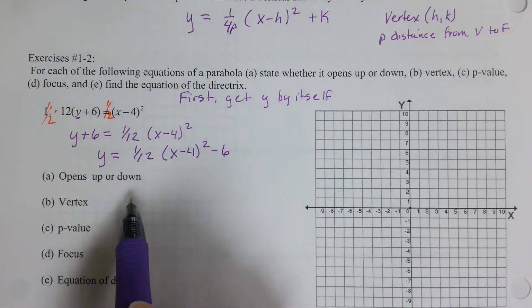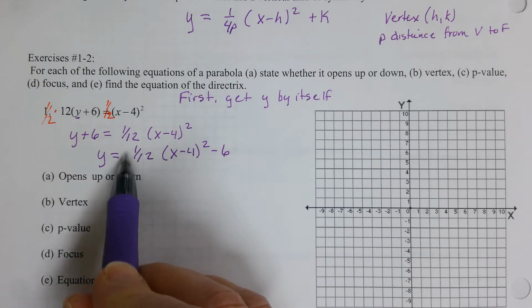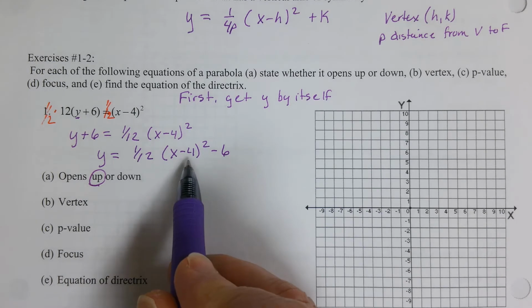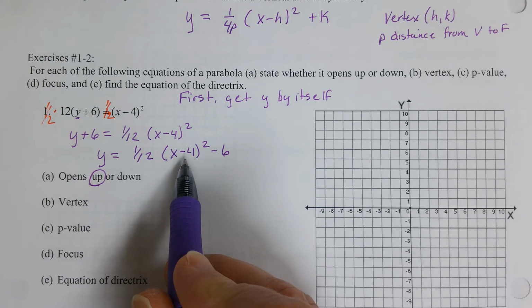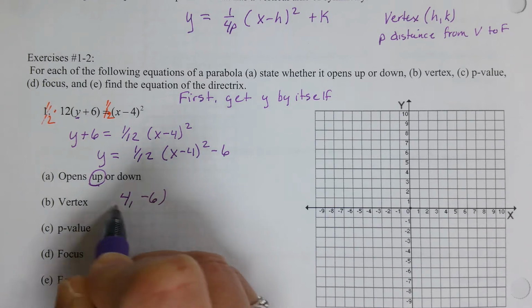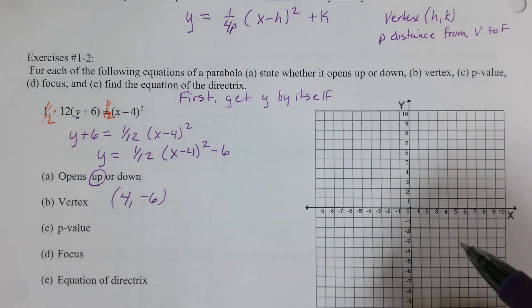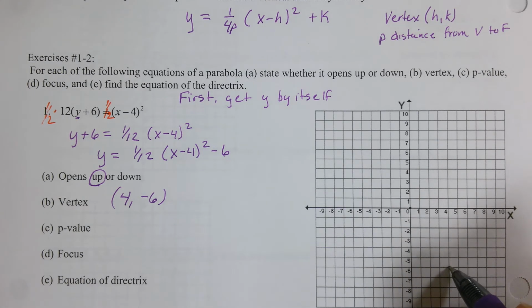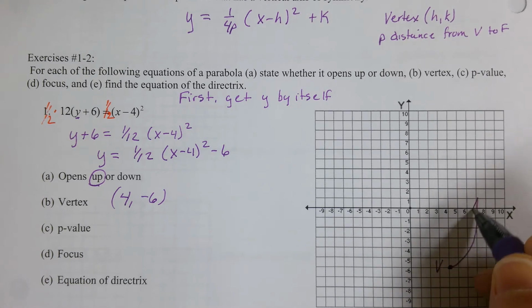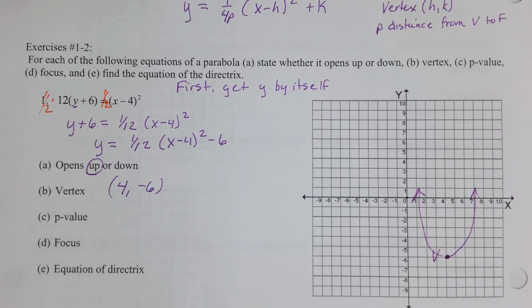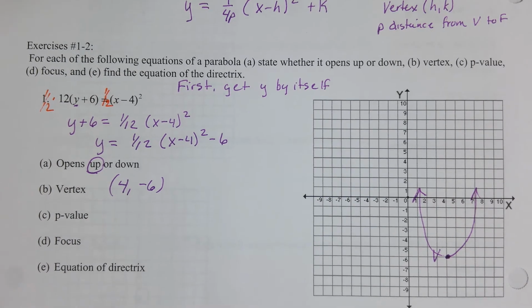This represents the equation of a parabola that opens up because the leading coefficient is positive. The vertex, take out the opposite of what's in parentheses, positive 4 and negative 6. Go over to our grid, plot the point 4, negative 6. Label it V for vertex. We know it opens up, so draw a parabola opening upward.